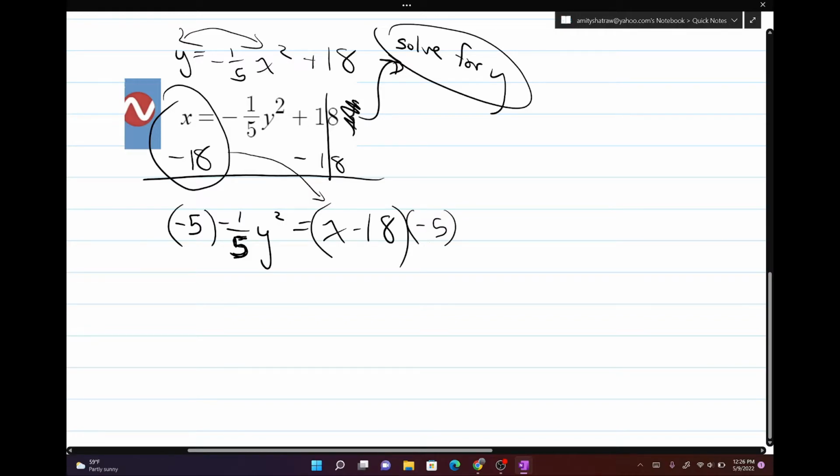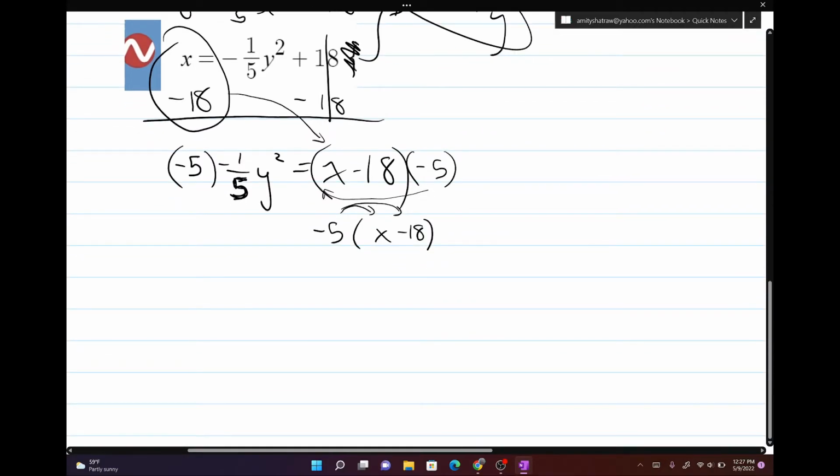Now I'm writing it back here, and I don't really like that. So when I rewrite it, I'm going to put it in front. Ready? Negative 5 times x minus 18. Now, if you're good at distribution, you can distribute that negative 5, but the beauty with Desmos is that you don't have to. You don't have to feel like you need to distribute.